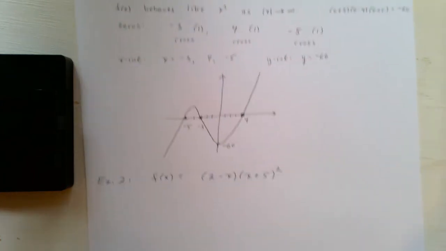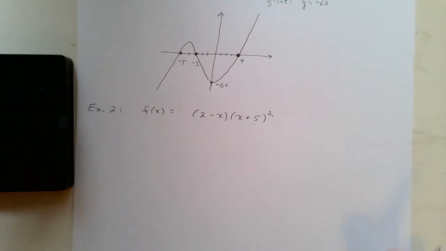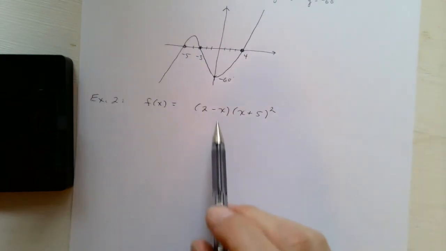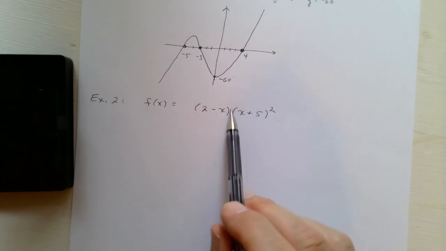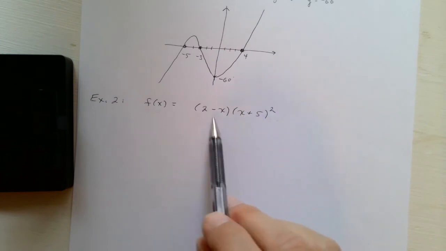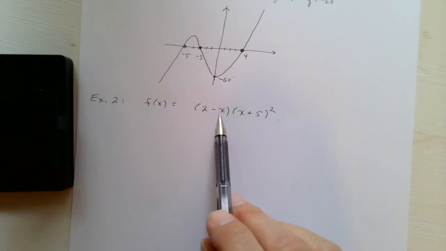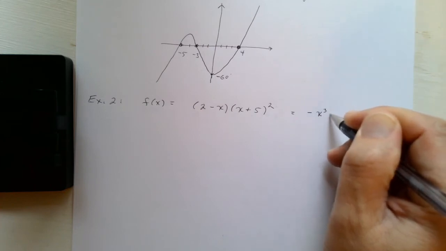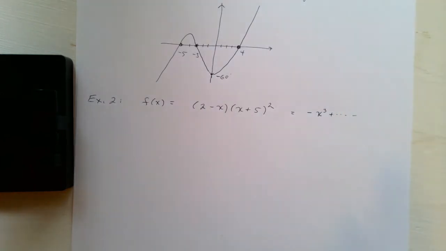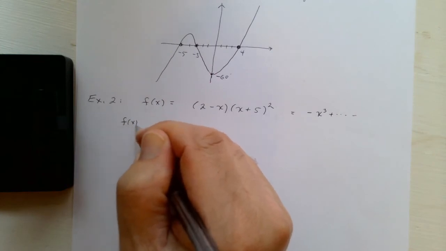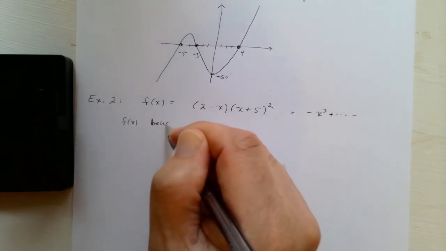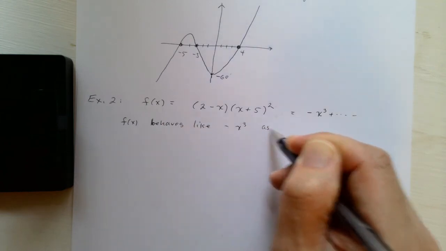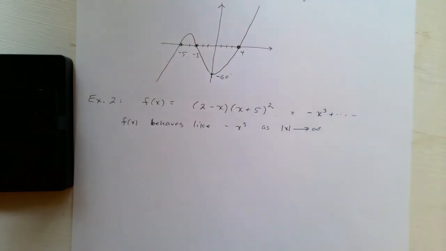All right, let's look at the next example here. Let's first find the leading term. If we were to multiply this out, we get x squared. But then we'd have to multiply it by 2 times minus x. And because of this minus sign, we can see that the leading term is going to be minus x cubed plus some other stuff. So f behaves like minus x cubed as the absolute value of x gets large.